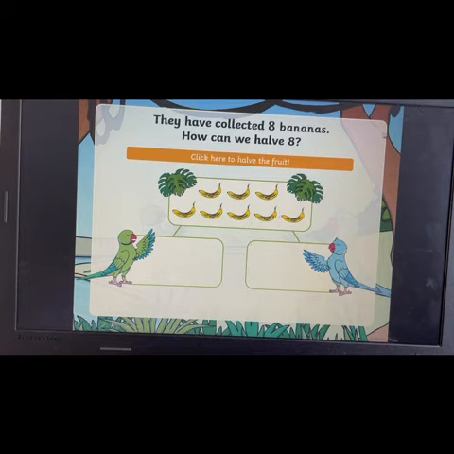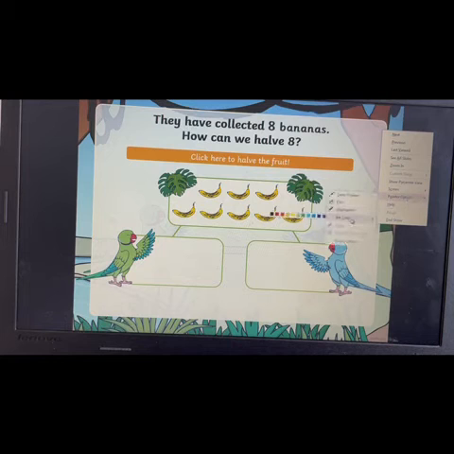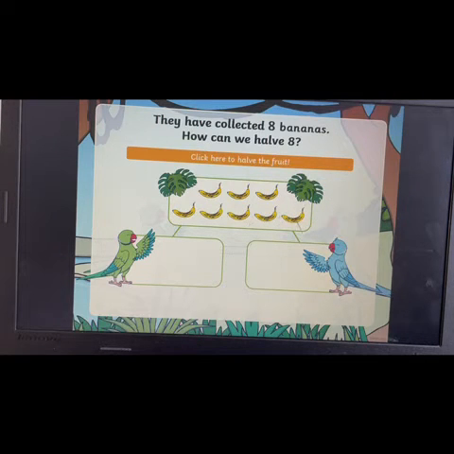Right, now they've collected eight bananas. Eight bananas, okay? Now we need to divide them into two equal groups. So I'm going to give one to Jenny, one to Penny, one to Jenny, one to Penny, one to Jenny, one to Penny, one to Jenny, and the last one to Penny.